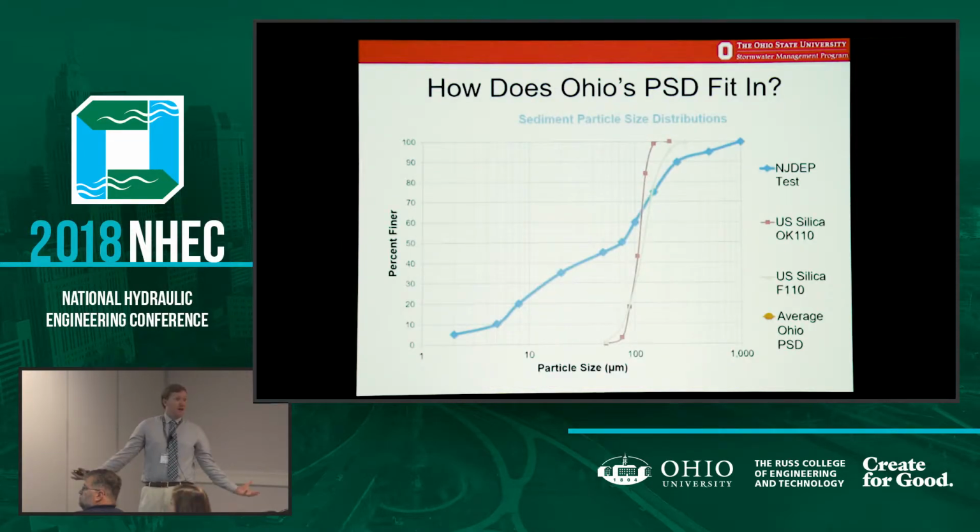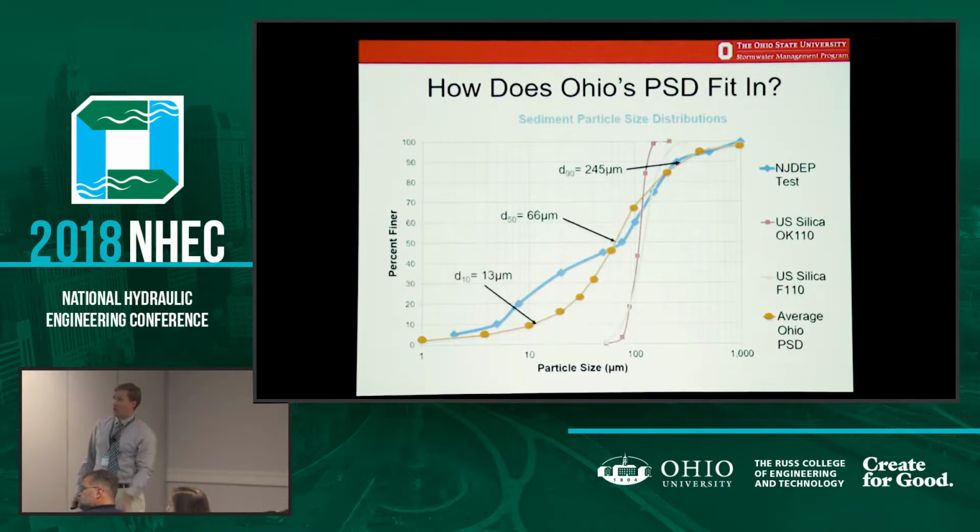So what did we find? Here's, again, the same slide I showed you earlier of the 2 different testing distributions that are typically used. What we found on average is the orange distribution that you see there. It really mirrored quite well the New Jersey or the TARP distribution, except for the area between about the 10th percentile and the 40th percentile, where it was slightly more sandy, or larger particle sizes, than the New Jersey distribution. Otherwise, it mirrored the New Jersey distribution quite well.